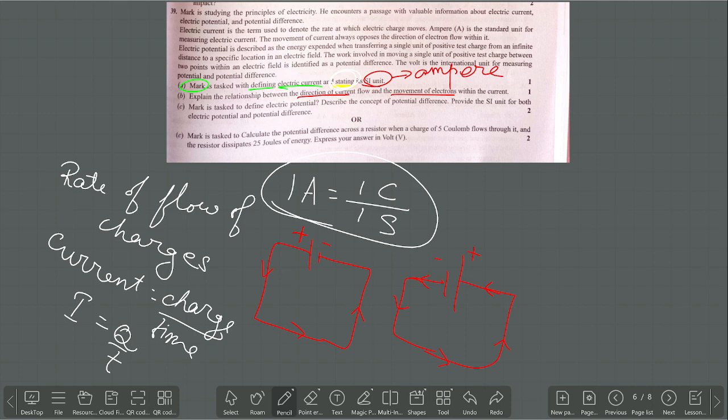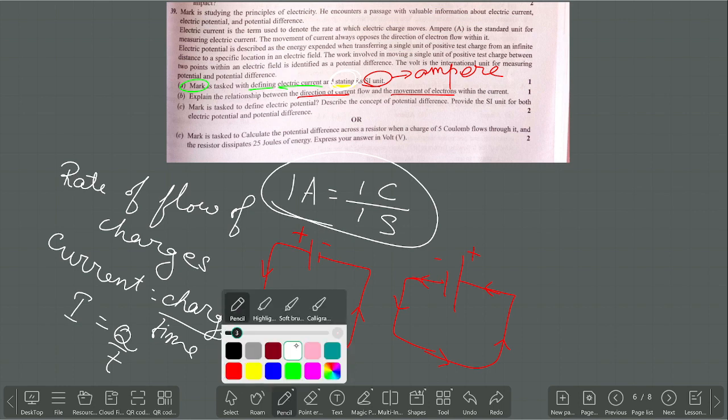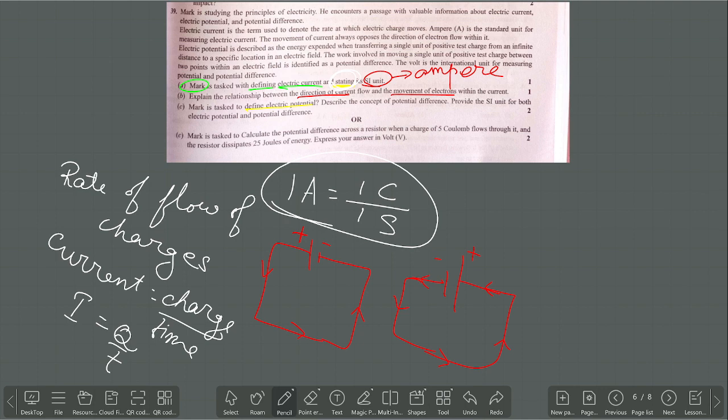Next. Mark is tasked to define the electric potential. What is meant by electric potential? The amount of work done to move a charge from one end to another end against electric force. Describe the concept of potential difference. Sorry, here electric potential in the sense from infinity to one point it will come.